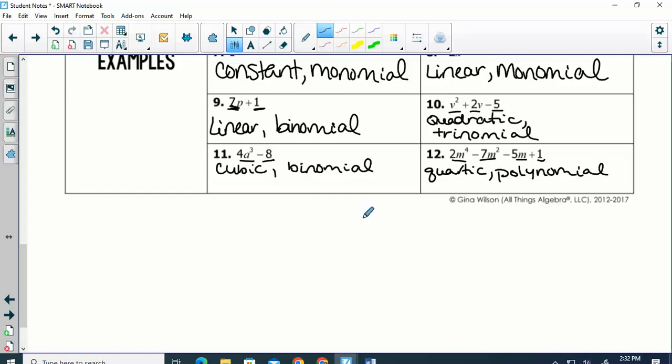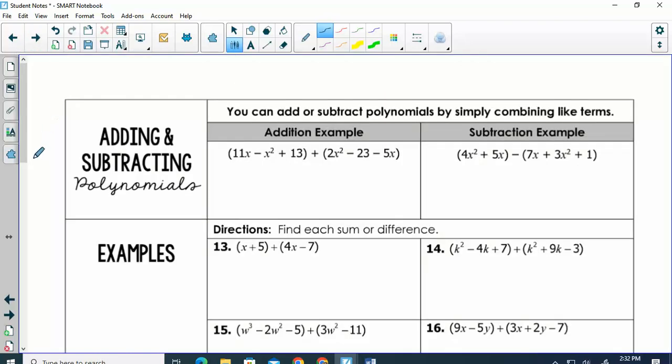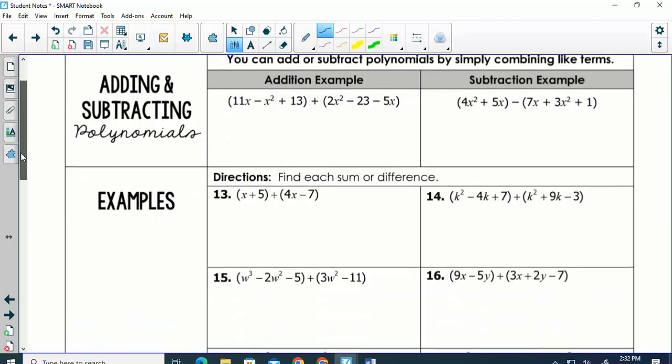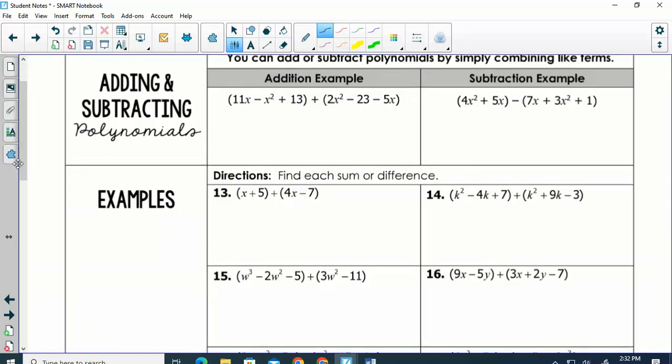All right, last thing we're going to do today is talk about adding and subtracting. And you guys have actually been doing this some already. When we were dealing with exponent rules, we said we can only add or subtract if they are what? Like terms. So that's all we do here. We combine the like terms. Like terms are what? Right, the variables have the same exponent. Okay, and when we put them together, we know that exponent doesn't change.